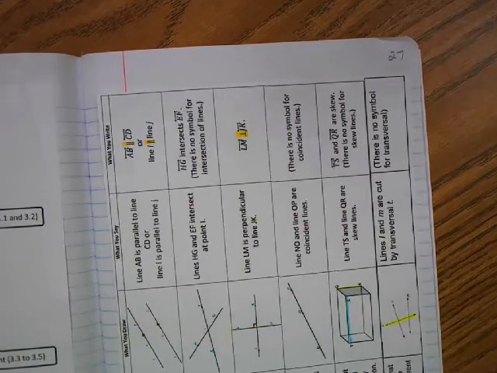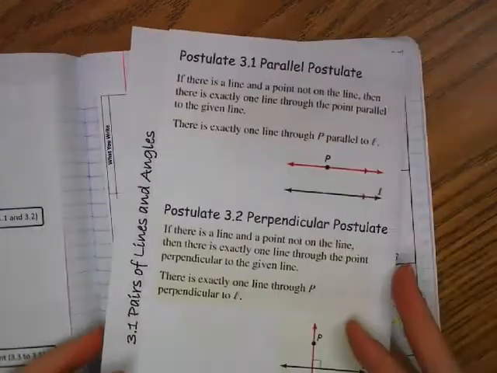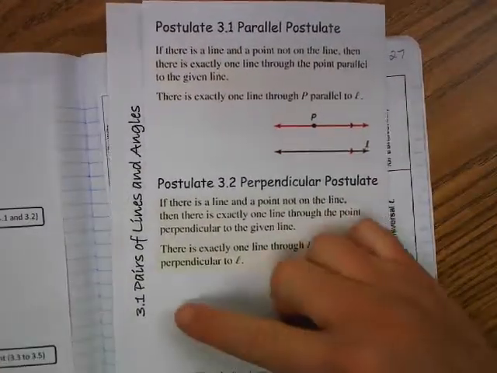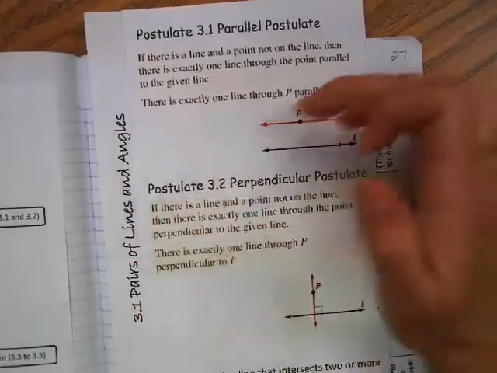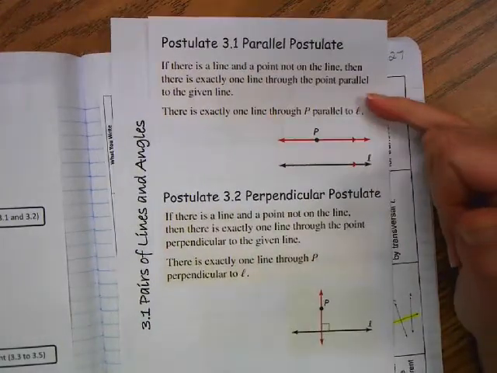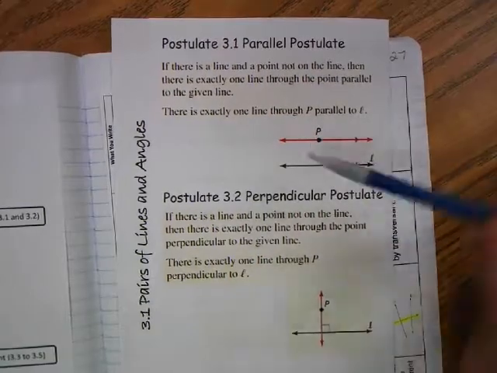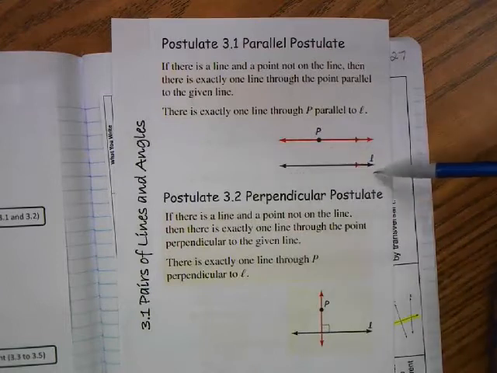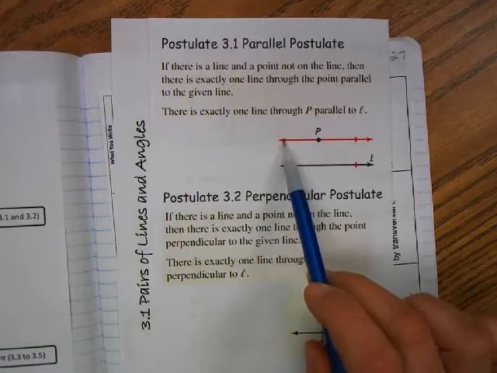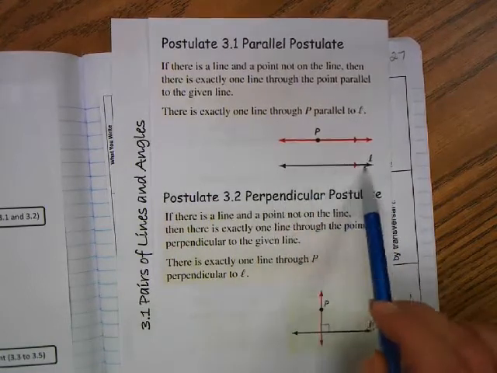Now on page 28, we are going to be applying all of this vocabulary. So page 28, you want to fold it so that you still see the title of this section. And on the front, you should see 2 new postulates. One is the parallel postulate, one is the perpendicular postulate. So the parallel postulate says that if there is a line and there is a point not on the line, then there is exactly one line through that point that's parallel to the given line.